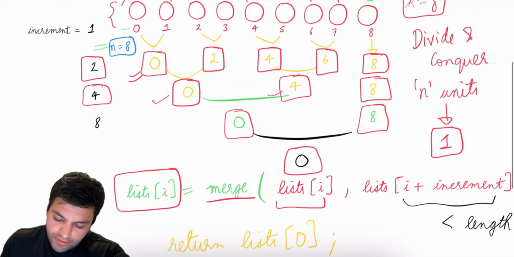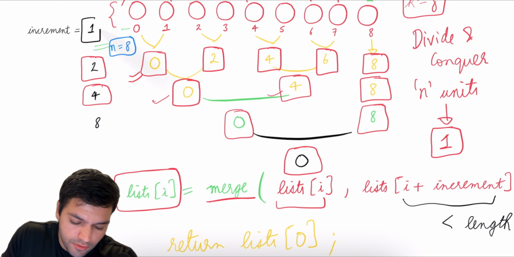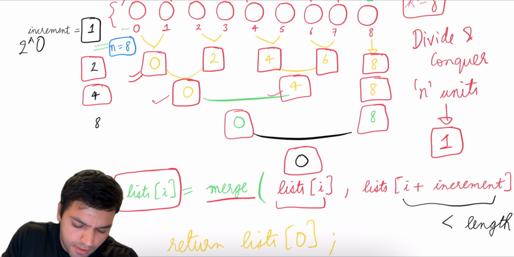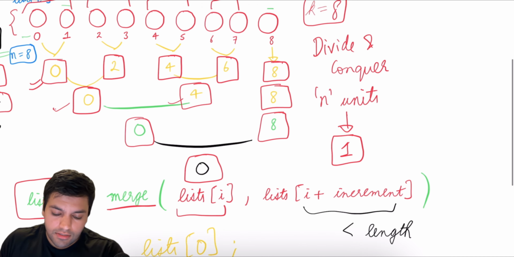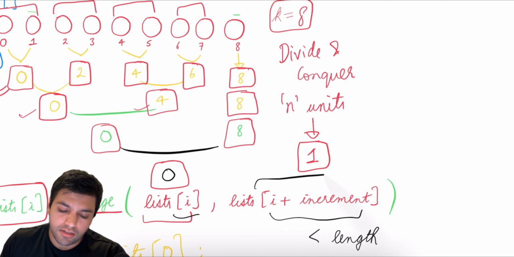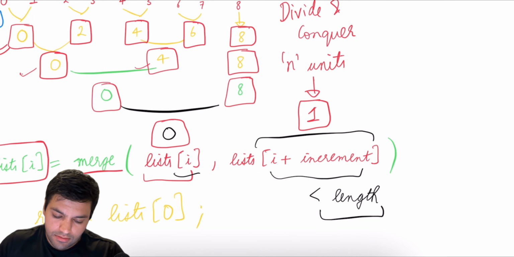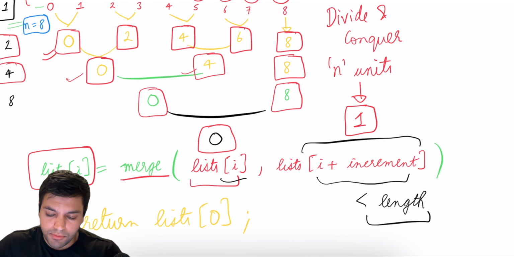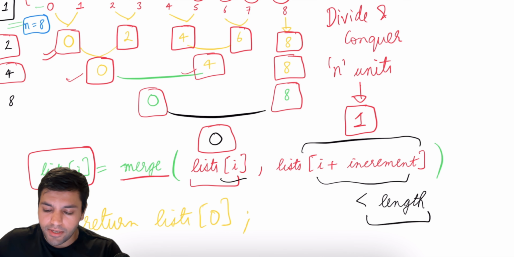As you can see, the difference is increasing in powers of 2. So it is 2 to the power of 0, then 2 to the power of 1, then 2 squared, and then 2 cubed. I'm merging lists at index i and i plus increment. For checking out of bounds, this i plus increment should be less than the length, and this would be our merge operation. Once we are done merging lists at index i and i plus increment, I have to increment my i as well.